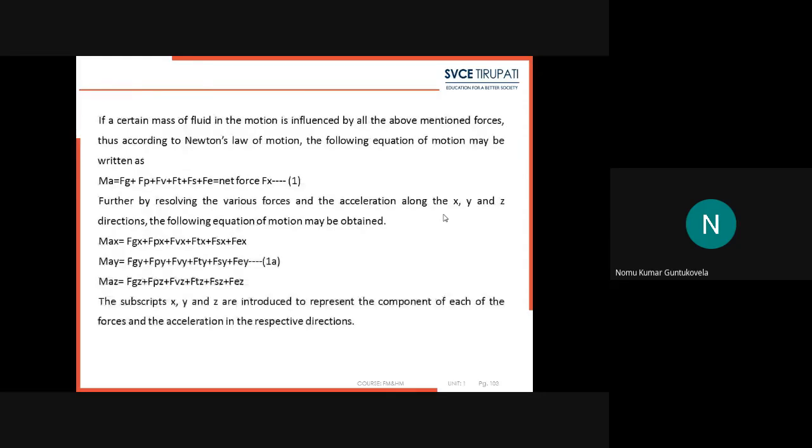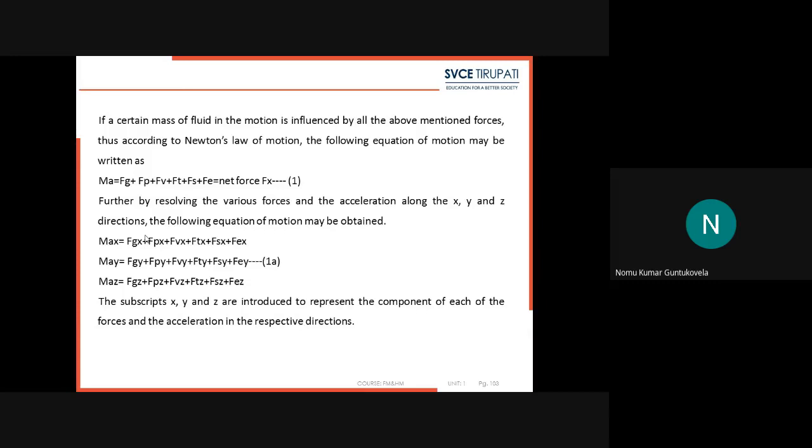So here we have the summation of all forces equals mass into acceleration, that is ma. Generally the forces acting in the x-axis direction, that is Fx equals m into a. Here we have gravitational forces plus pressure forces plus viscous forces plus turbulent forces plus surface tension forces plus remaining forces equals mass into acceleration. So like this, if we neglect any one of the forces, automatically we will get some equations.